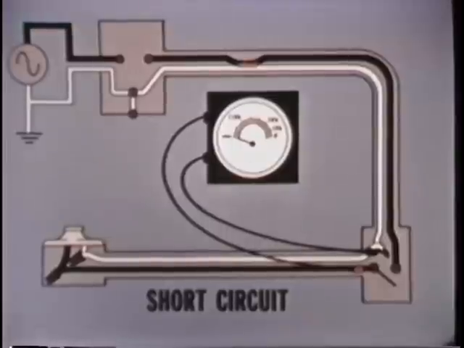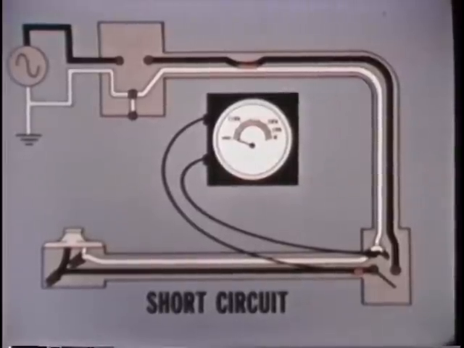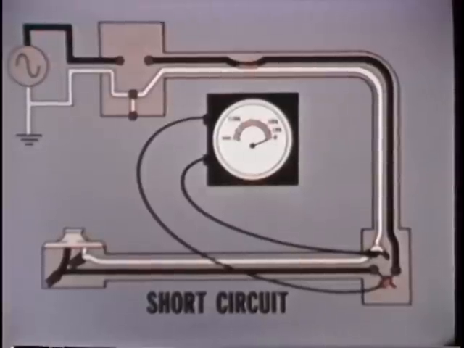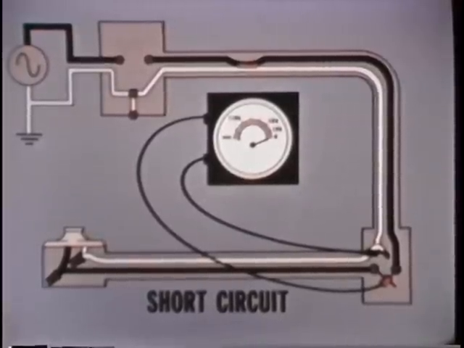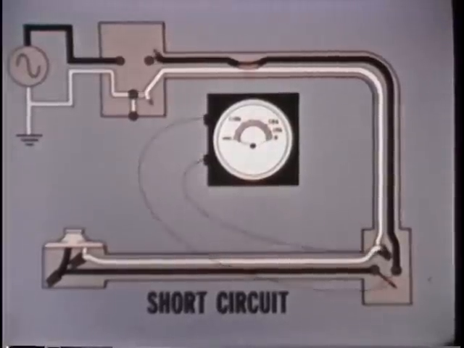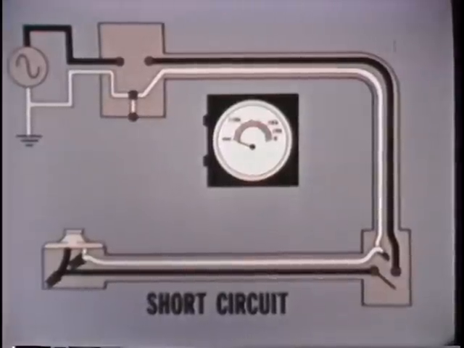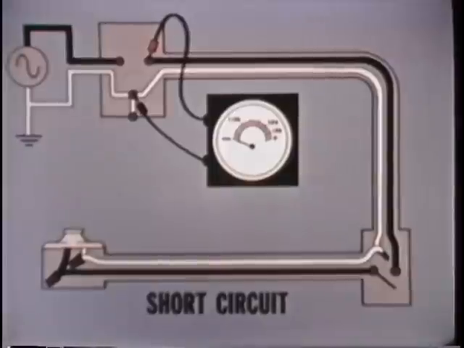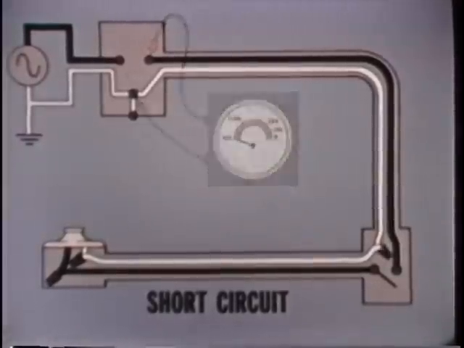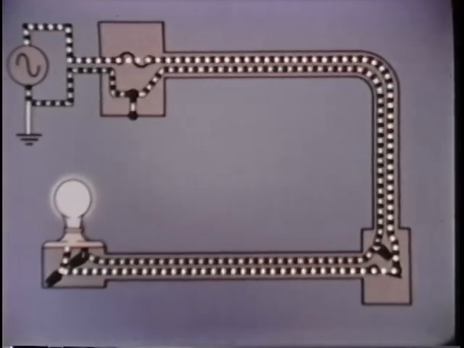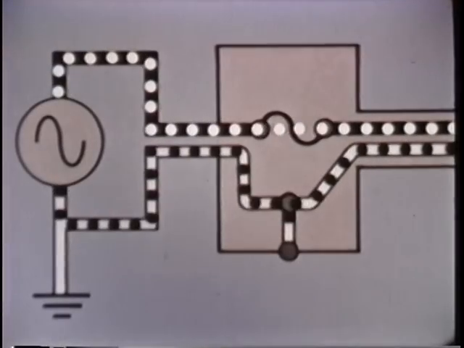On this side of the switch, the circuit indicates high resistance or no continuity. But on this side, the meter indicates the short. So the trouble has been identified and located. The short circuit is removed, and the circuit is checked once again with the ohm meter. This time, the circuit checks out properly. So it is now safe to replace the fuse, and the circuit is placed back in service.